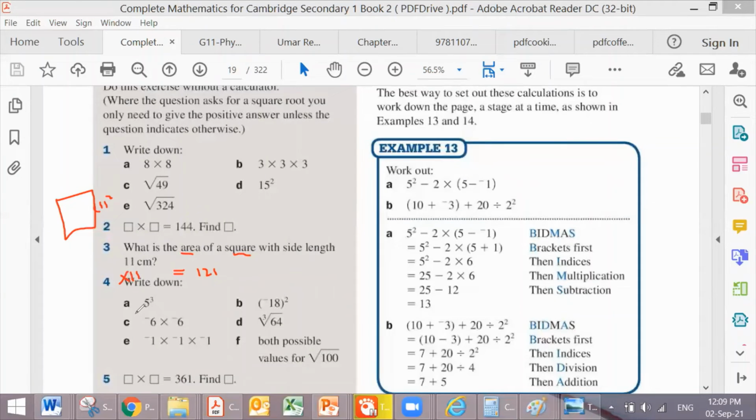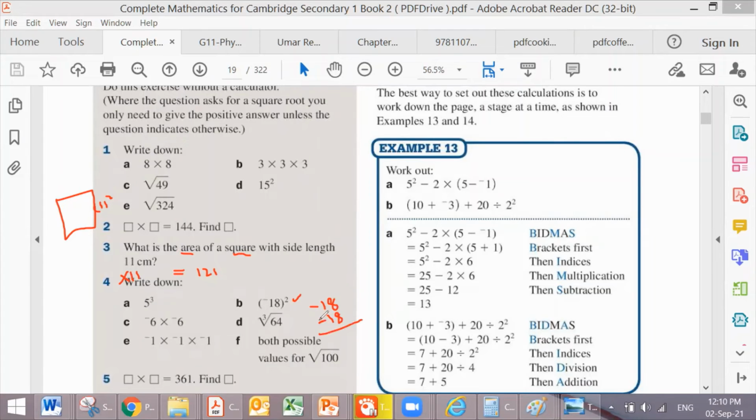And question number 4. So this one is also very easy. Okay, yes, you can do it. Okay, so here it is part B. In part B, it is minus 18 square. So you need to find it by multiplying minus 18 with minus 18.